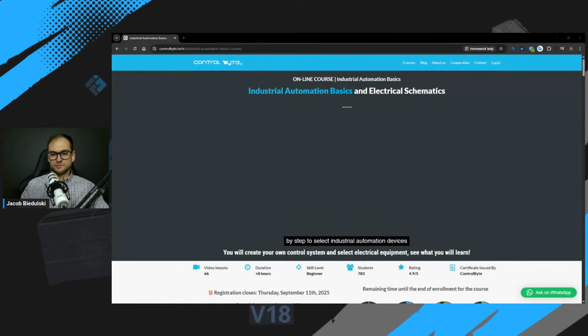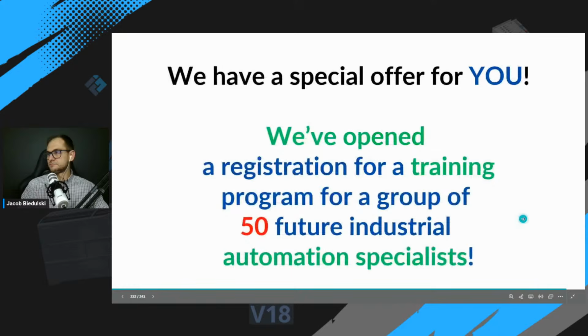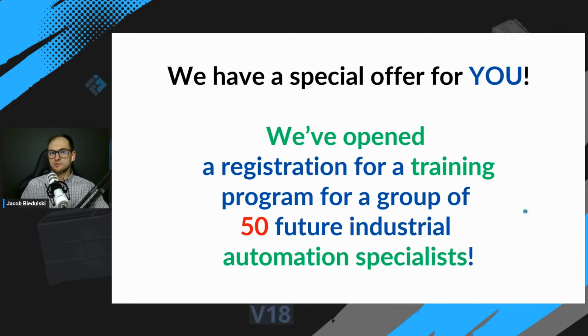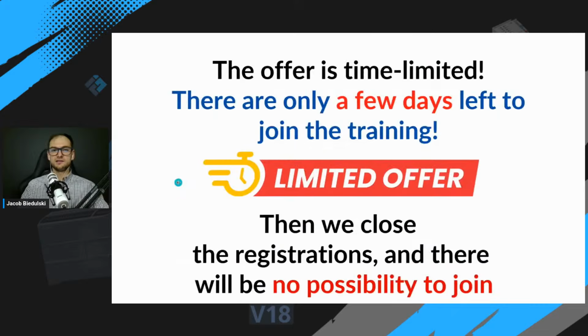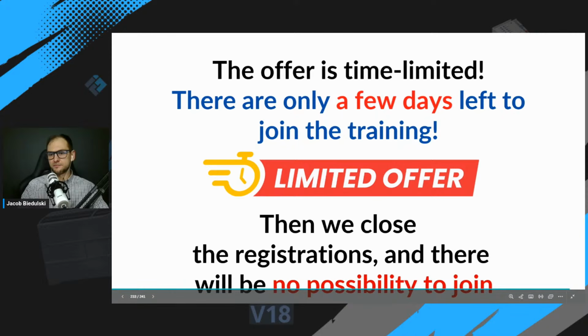Let's check on the website. So we have a special offer for you. We have opened a registration for a training program for a group of 50 future industrial automation specialists. And the offer is time limited. There are only a few days left to join the training. We close the registration on Thursday. So you have 2 days more to make up your mind. Then we close the registration and there will be no possibility to join.